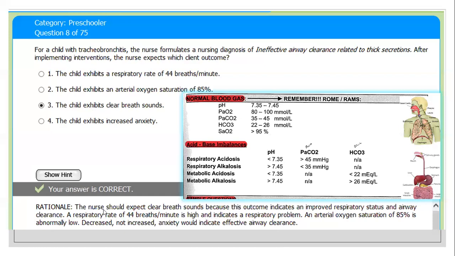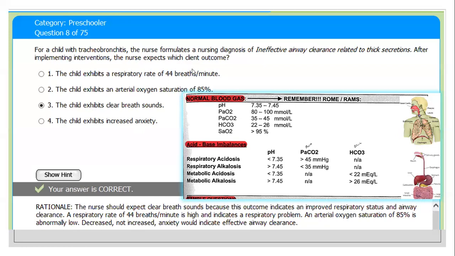So lung sounds or breath sounds should be clear. If there is any problem, I have to check again. A respiratory rate of 44 breaths per minute is high and indicates a respiratory problem. An arterial oxygen saturation of 85 is abnormal. So my friend, 44 breaths per minute is really abnormal, right?